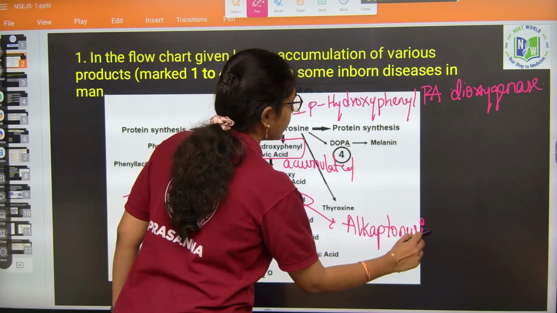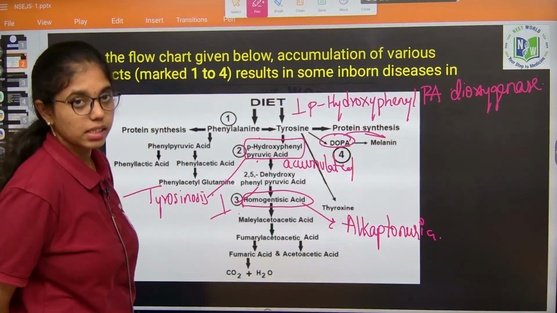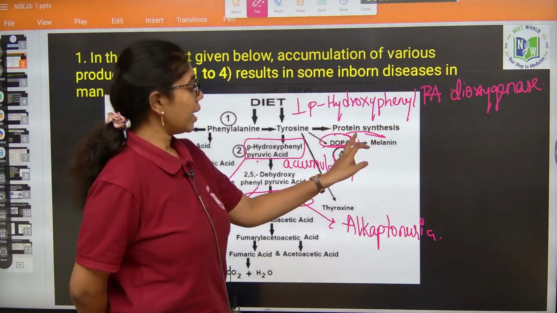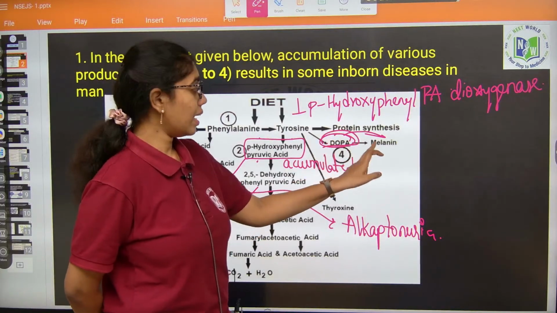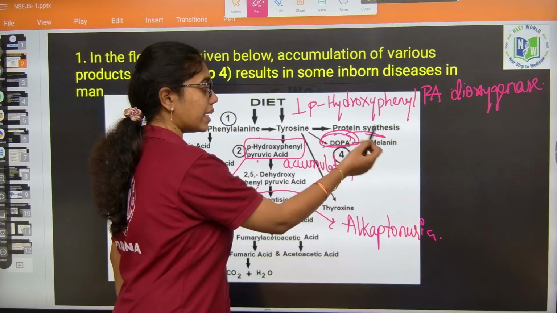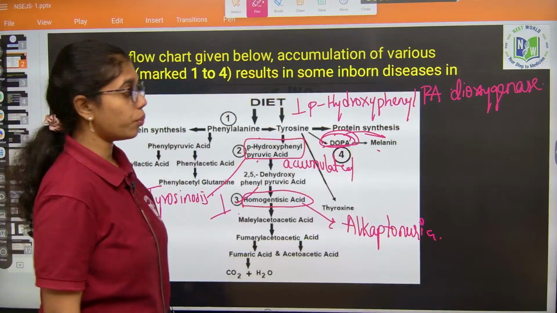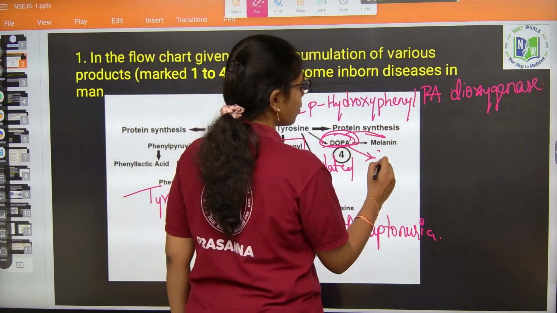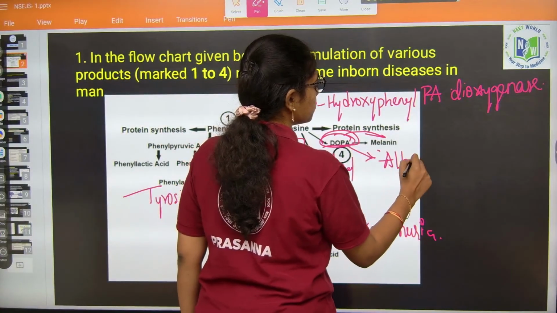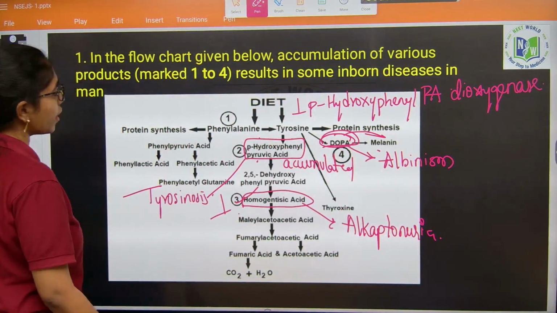Fine. And then DOPA to melanin, the conversion of this. Okay. DOPA, if it gets accumulated, melanin formation will not happen. So, if DOPA is getting accumulated, melanin formation does not happen. Because of the accumulation of DOPA, what is it resulting in? Albinism. Clear, right?